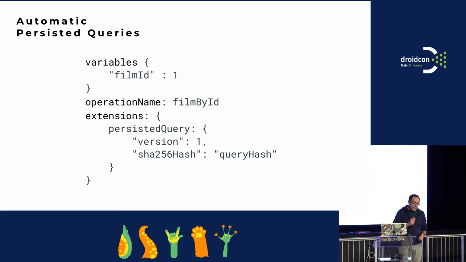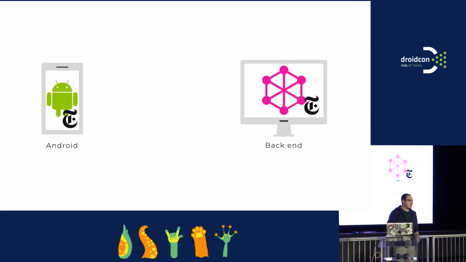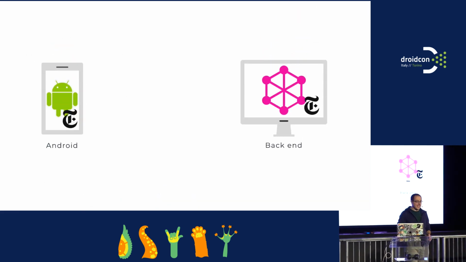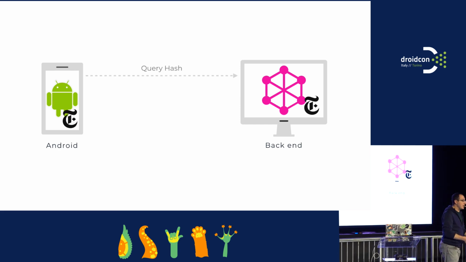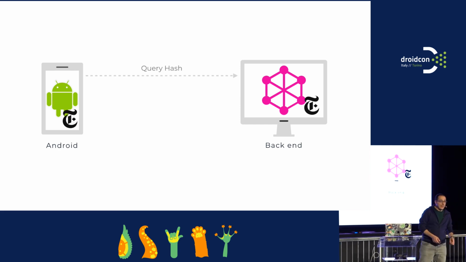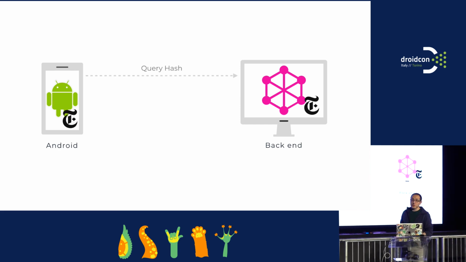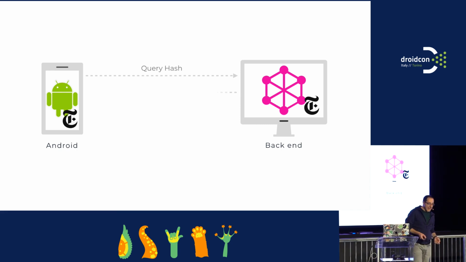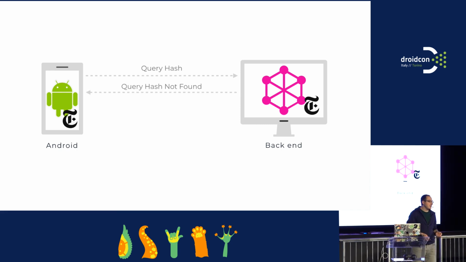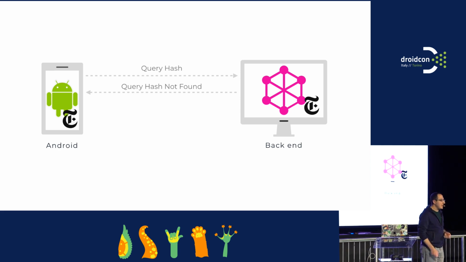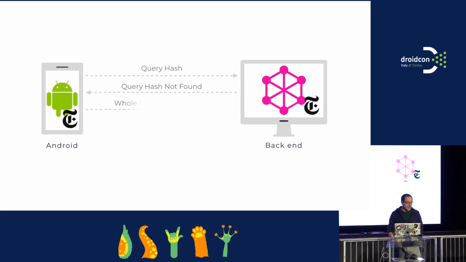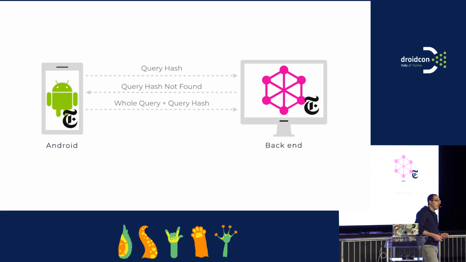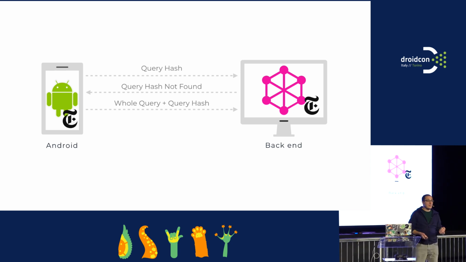Well, when we make a request with automatic persistent queries enabled, we send the query hash and the variables and such to the backend. But the first time we do that, the backend is not going to know about this stuff. So it will send us back an error, saying, hey, I didn't find the hash, so please send me the whole query and the hash, and then I will save it and give you back content.